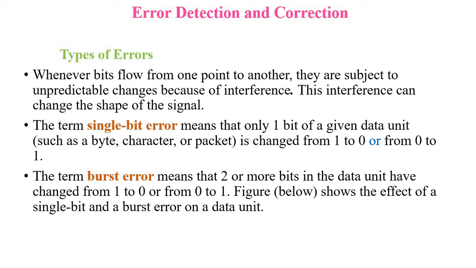So there are many methods for this. At first we can see the types of errors we have. Whenever bits flow from one place to another when we transmit data, due to interference and atmospheric effects, sometimes our signal gets interrupted, and because of this we can get errors. One form of this error is called single bit error. That means one bit of a given data will be corrupted. So this may be 1 or this may be 0.